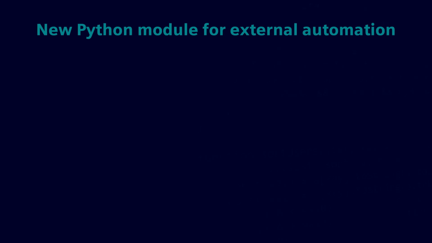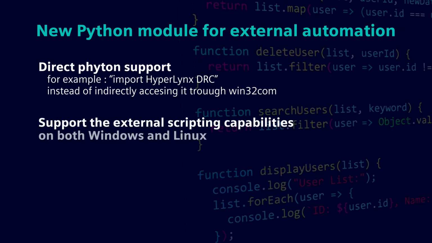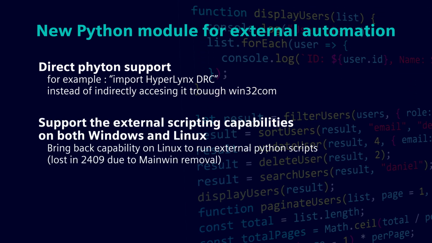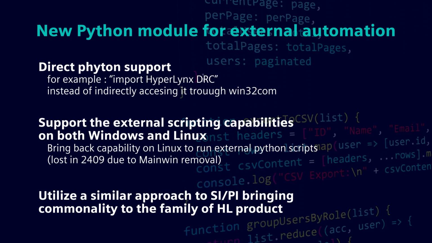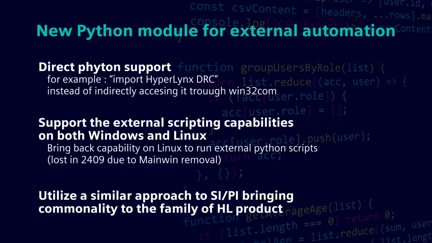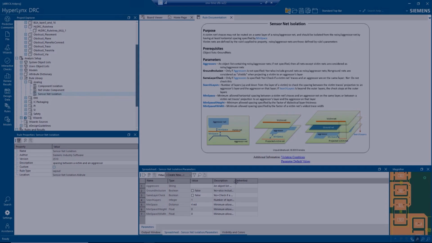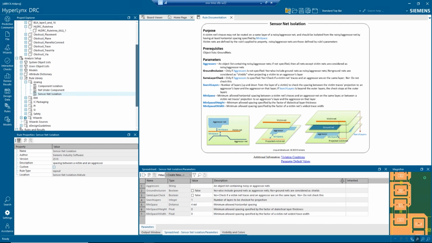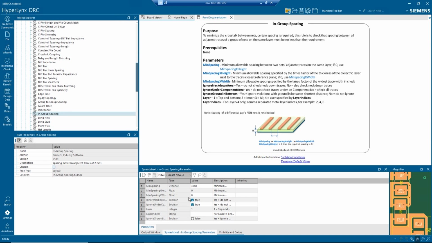Other enhancements in this release include Python module support for external automation, which is a great enhancement for our Linux users of Hyperlinks DRC. This aligns Hyperlinks DRC to match the automation capabilities of our Hyperlinks SIPI tool. Some minor enhancements in this release are adding parameters to the SensorNet isolation rule and the in-group spacing rule to reduce the amount of false errors produced in earlier versions of these out-of-the-box rules.